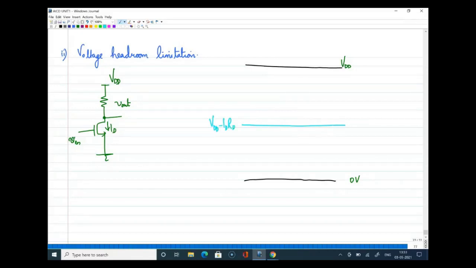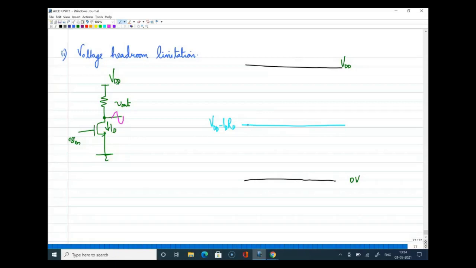Now if you have an output voltage to swing at this point, the maximum can go up to VDD, but if this point goes to VDD, there is no drop across RD. But the minimum level cannot go to 0, because I need to sustain the saturation condition of the transistor.